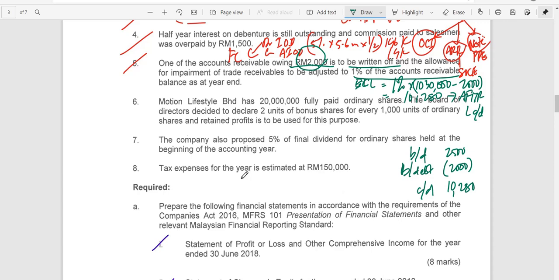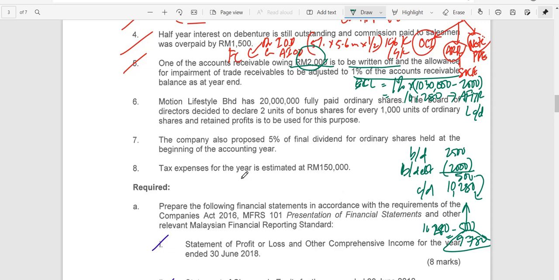Right. So therefore you will have noticed that here this will give you 500, and you would see that there is an increase in the allowance if you compare 500 with 10,280. So the increase in allowance is, if you take 10,280 minus 500, you will get 9,780, and this 9,780 is the impairment loss.